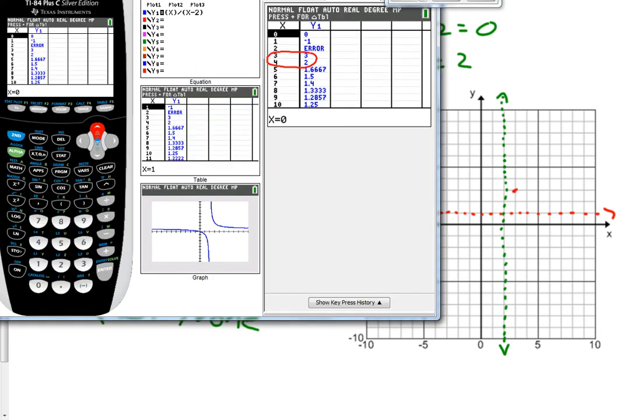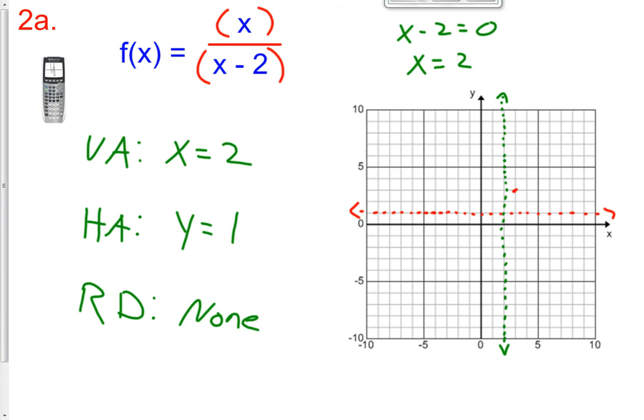And the other one was right 4, up 2. And then we're going to sketch the graph, and the graph looks something like this. It approaches our horizontal asymptote, and it approaches our vertical asymptote, but it never crosses them. Okay? It gets closer and closer and closer to them, but it never ever crosses them.